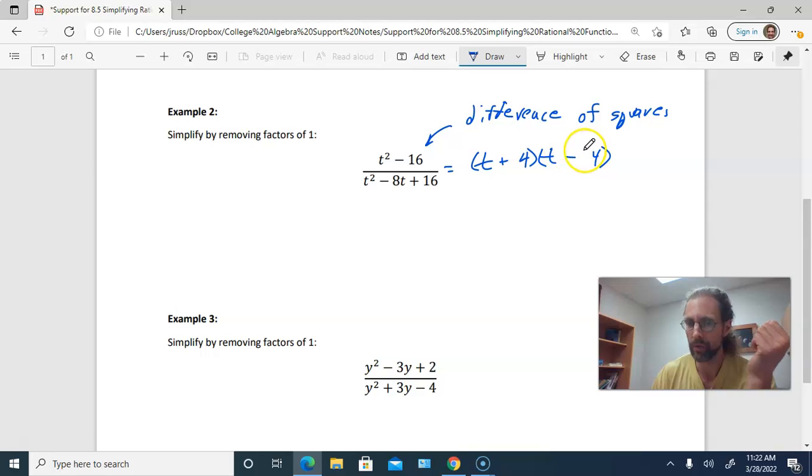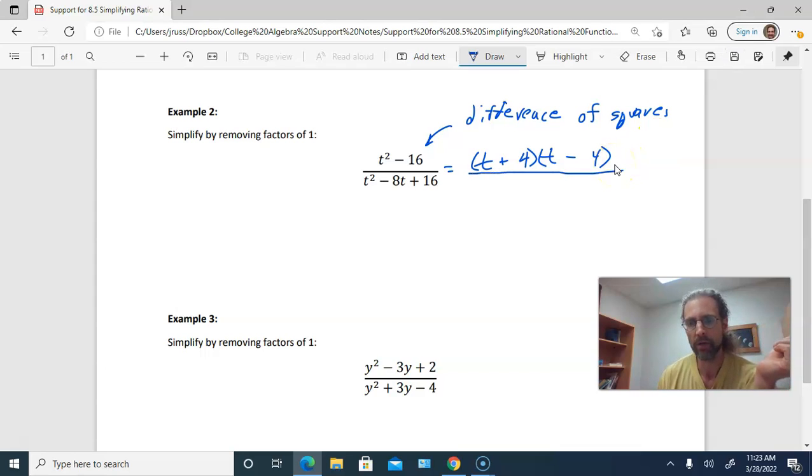And that will also ensure that if we were to multiply or FOIL these out, that will become a negative 16, because the positive 4 times the negative 4 is negative 16. And then if you were to multiply the outer term and the inner term, you would get negative 4t and positive 4t, which would cancel, and so you would just be left with t squared minus 16. So you can check those as well.